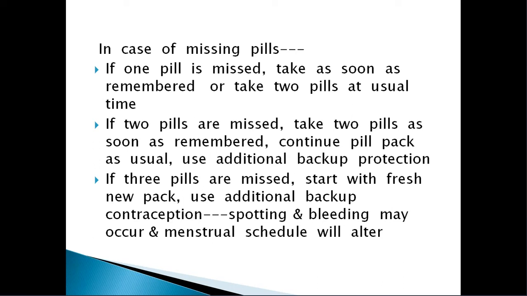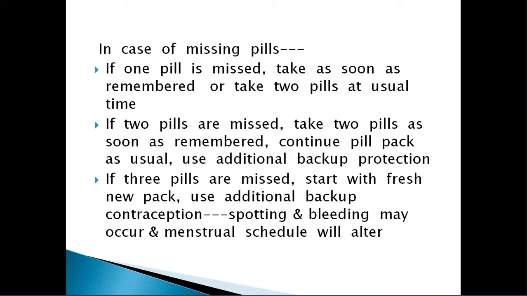Suppose 3 pills are missed, 3 continuous days she has forgotten to take the pills, then it is useless to continue the pack. Why? Because the irregularity of the menstrual cycle will occur, and also the method will fail. It is not going to be effective. So what they must do is use some other backup contraception to prevent pregnancy, like barrier contraception. And also she must abandon whatever pack she was using and start again with a fresh new pack as if it's a fresh new cycle.